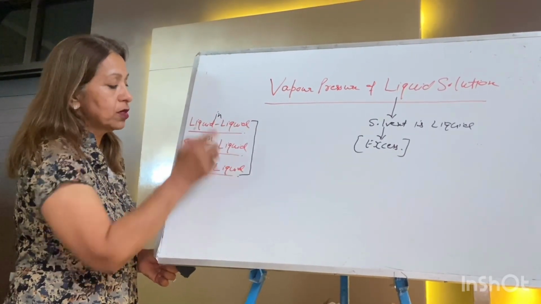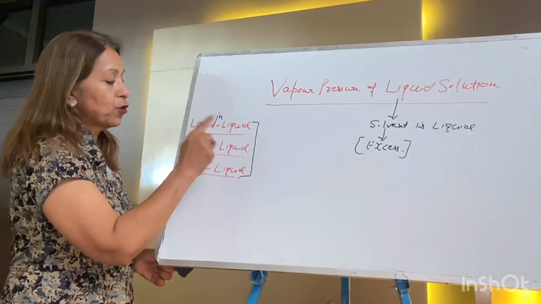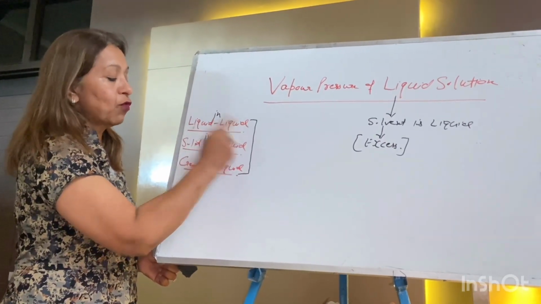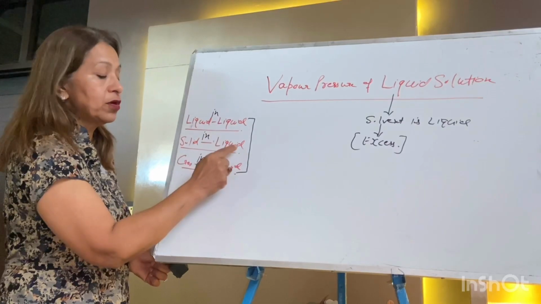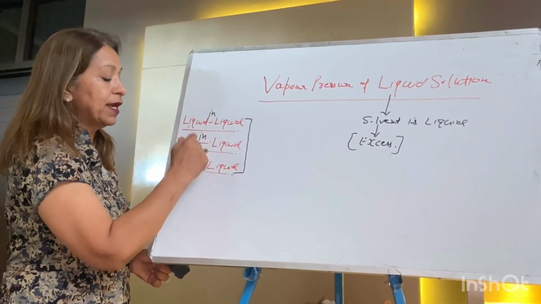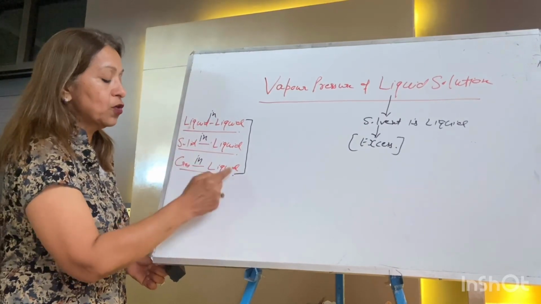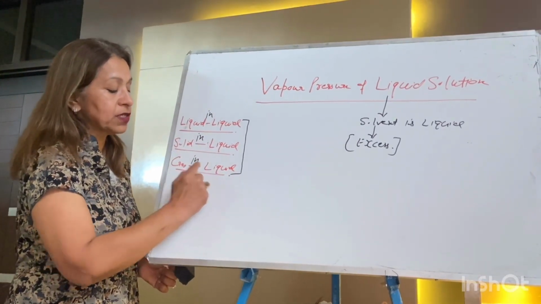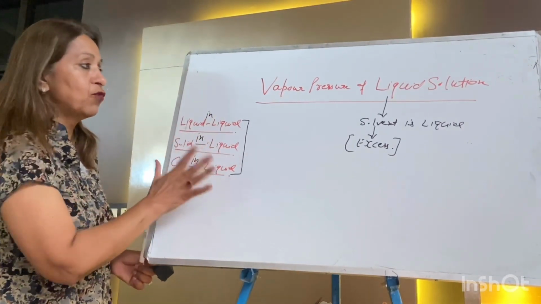Solvent is liquid, liquid in liquid. I told you, alcohol in water. Solid in liquid, a common example from my first lecture, is NaCl in water. Gas in liquid is carbon dioxide gas in water. We have discussed all of this.